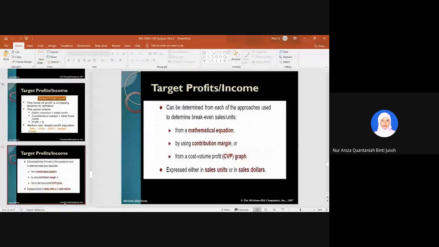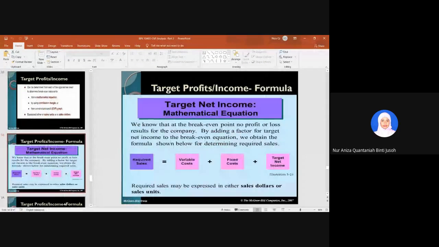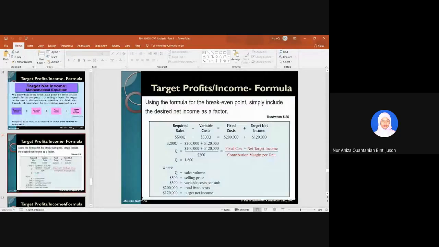So tak nak tengok ni, tengok dia punya ni. Okay, so this is a mathematical equation. I don't want to show you using the mathematical equation.